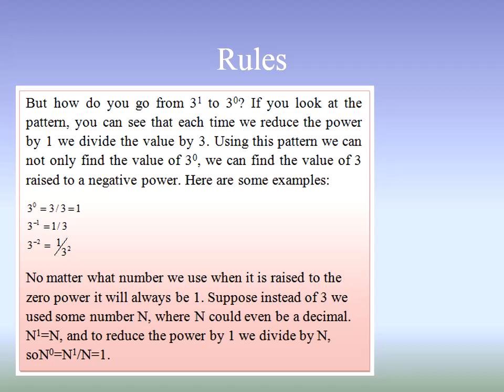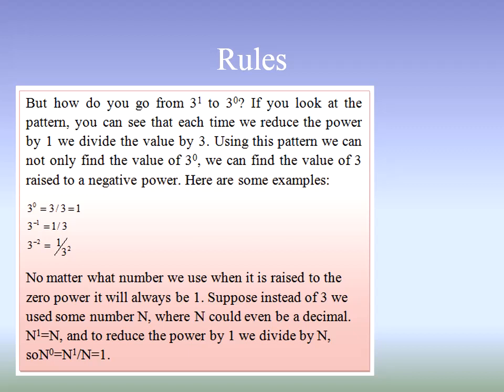But how do you go from 3 to the power 1 to 3 to the power 0? If you look at the pattern, you can see that each time we reduce the power by 1, we divide the value by 3. Using this pattern, we can not only find the value of 3 to the power 0, we can find the value of 3 raised to a negative power. Here are some examples. 3 to the power 0 is equal to 3 by 3, that is equal to 1. 3 to the power minus 1 becomes 1 by 3. 3 to the power minus 2 becomes 1 by 3 square.